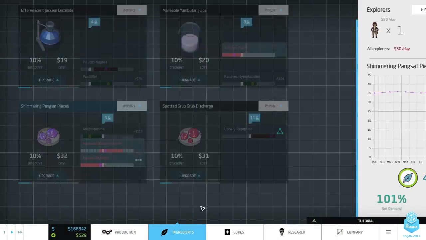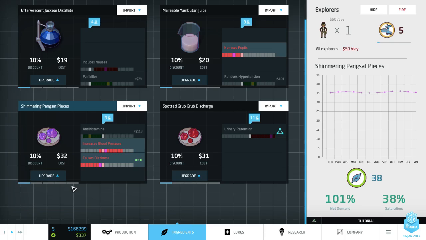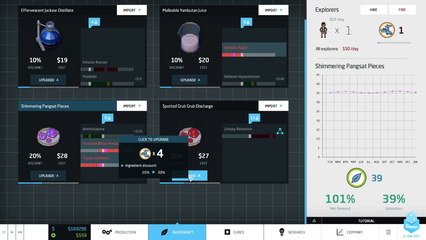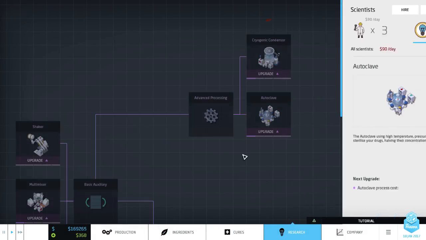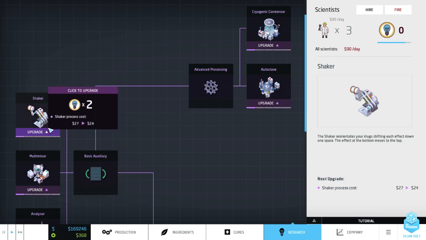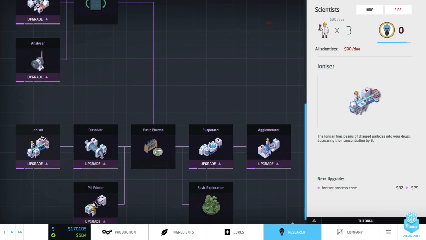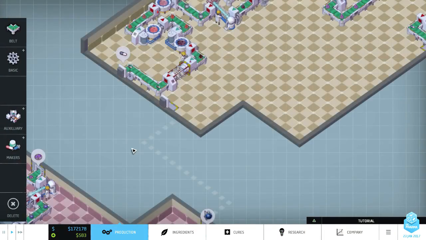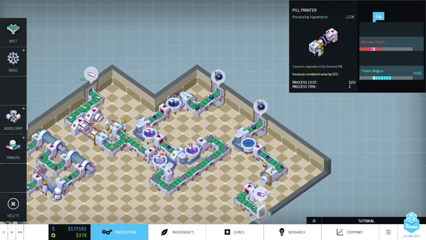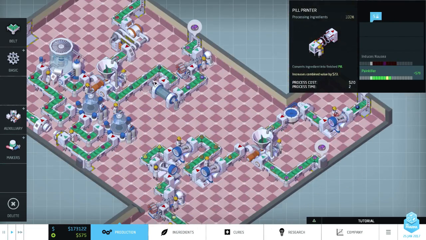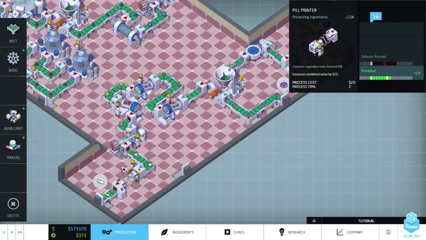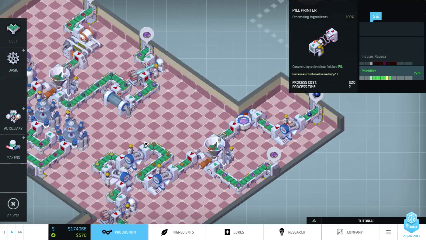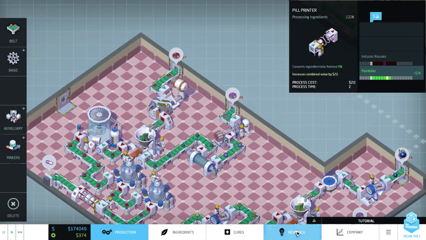As I was saying about ingredients, you want to put it against the most expensive ones. So here is one. Here is another. Yep, that's okay. And again, with upgrade points, you want to spend them wherever you're using them. So if you have lots of ionizers, drop them into ionizers. Try and stick to the more expensive ones. Pill printers are always a good one to go with, because generally in a factory, you're going to have a million of them. So, there's one, there's two, there's three and four, there's five, there's six. You see what I mean? There's plenty of them. There's always plenty of them.